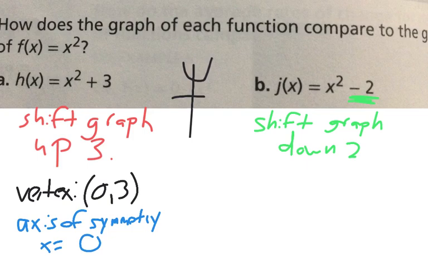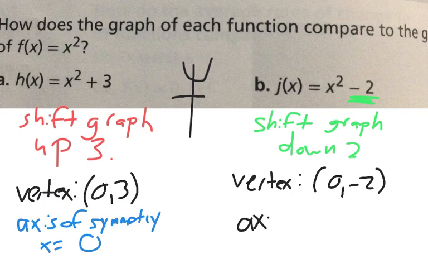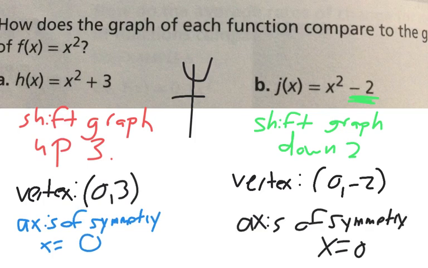So same questions as before. Where's my vertex going to be? 0, negative 2. It's going to be at the ordered pair 0, negative 2. It used to be at 0, 0, but now I've shifted it down 2. And shifting down 2, what does that do to the axis of symmetry? Nothing. X is still 0. If I shift the graph down 2, the axis of symmetry is still in the same position.